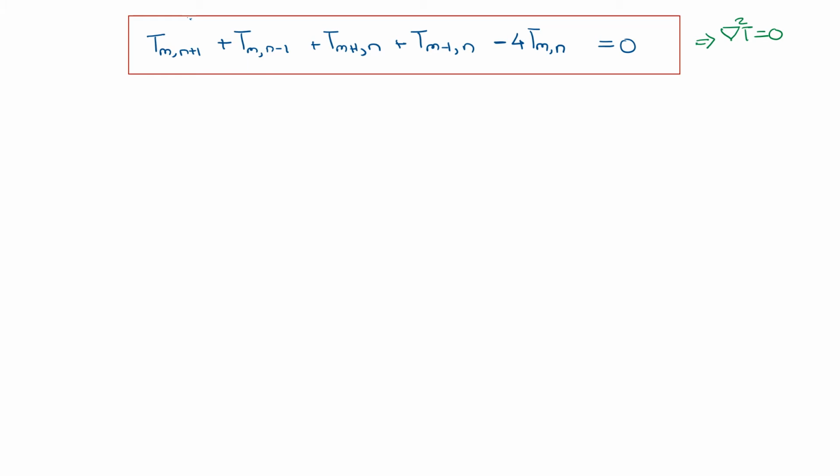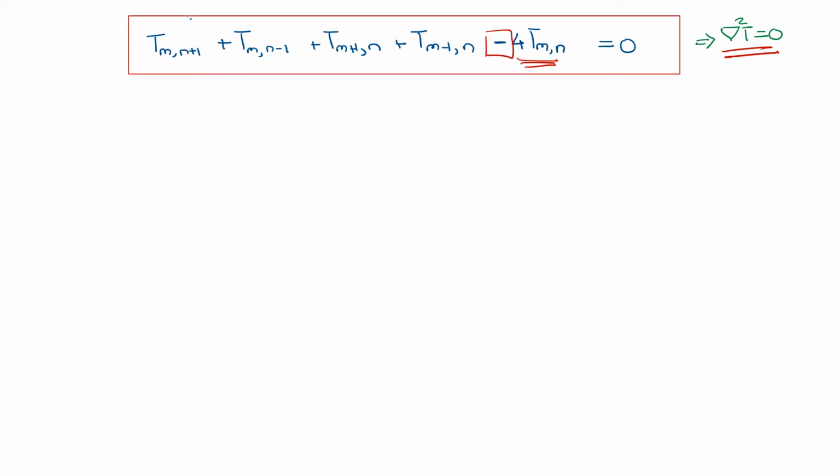So the equation that we get is T(m, n+1) + T(m, n-1) + T(m+1, n) + T(m-1, n) - 4 T(m, n) = 0. So this is nothing but an approximate form of del square T equals 0. That's the heat diffusion equation. And notice that our node of interest has a negative sign to it.